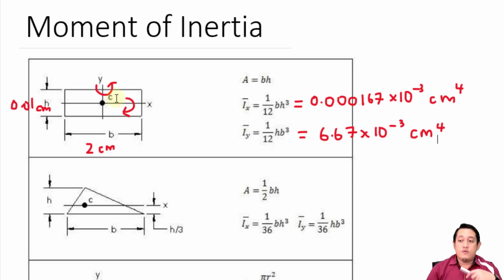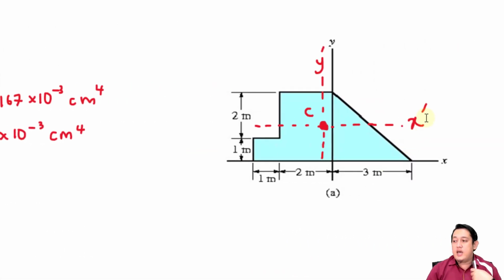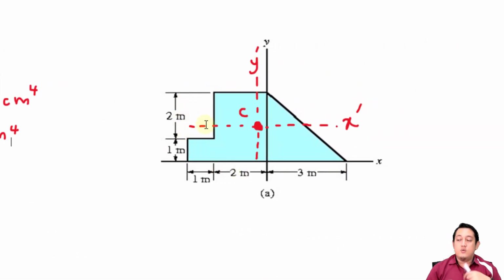Okay, so this is for a common area. So what if we have this kind of area where we have a square, a rectangle and a triangle? How do we calculate the moment of inertia? When we want to calculate in this kind of situation, we have two types of calculation. The first one is when we want to calculate about the x-axis or y-axis. The other one is when we want to calculate the moment of inertia about the centroidal axis.